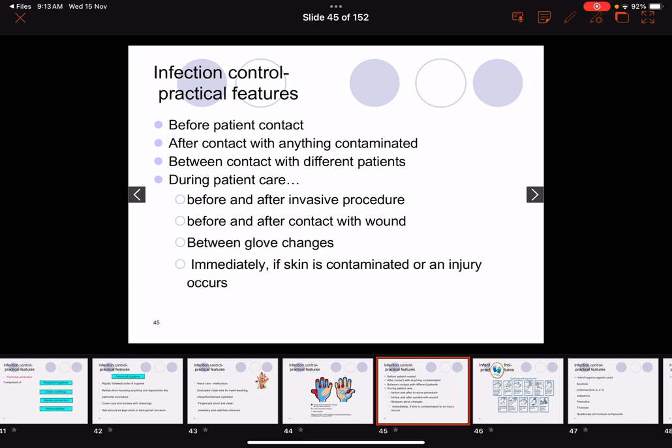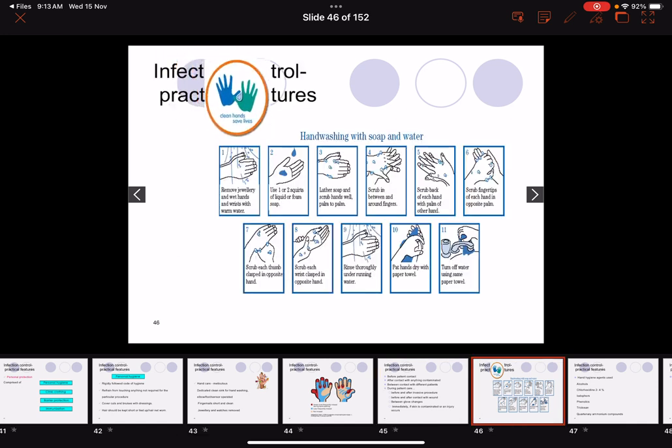Hands should be washed before patient contact, after contact with anything contaminated, between contact with different patients during patient care, before and after invasive procedures, before and after contact with a wound, between glove changes, and immediately if skin is contaminated or injury occurs. Some of the hand washing techniques, you already know about.